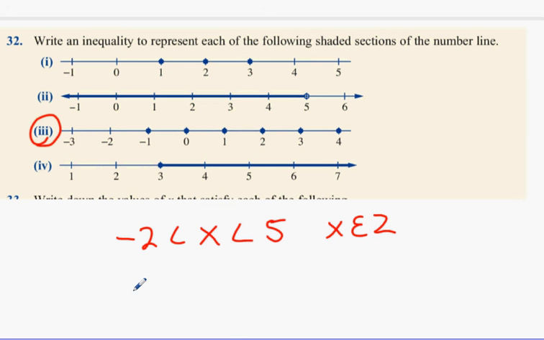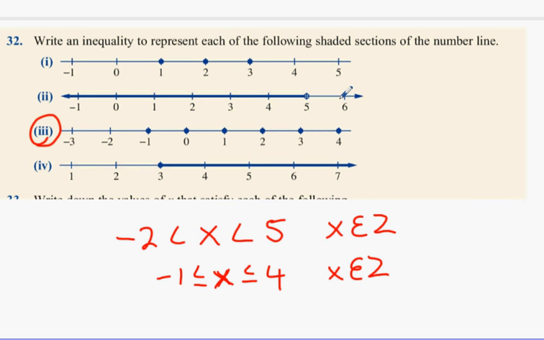Yes, sir. Less than or equal to 4? Yeah, that'll work. Can you tidy that up for me and give me one inequality? Spin it around. -1 less than or equal to x, and then less than or equal to 4. Yeah, that's perfect. And x element z. Perfect.